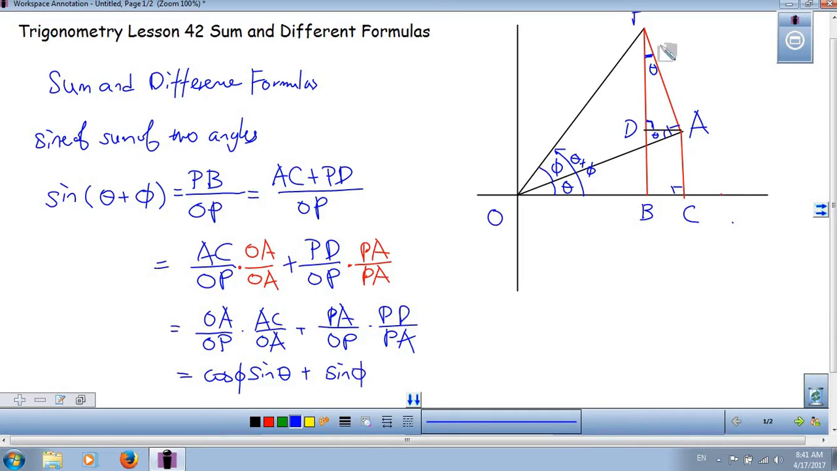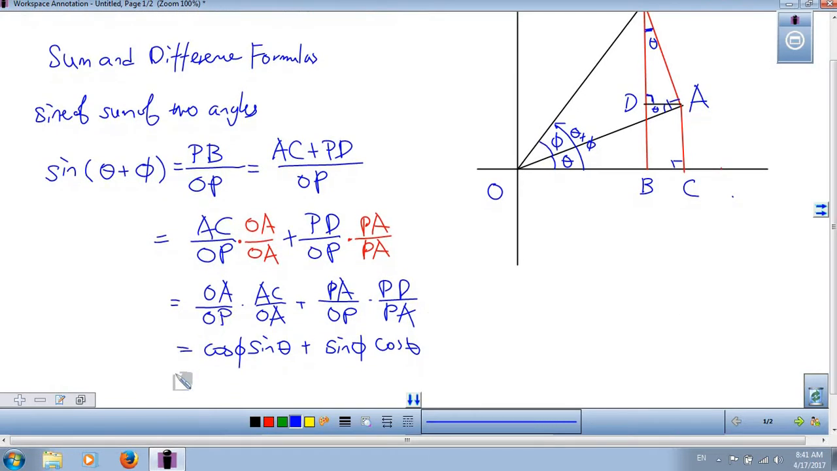And PD over PA. PD and PA are related to theta here. PD is the adjacent side of theta, and PA is the hypotenuse of theta. So this is cosine theta. Let's clean this up a little bit, and then we'll be able to see.